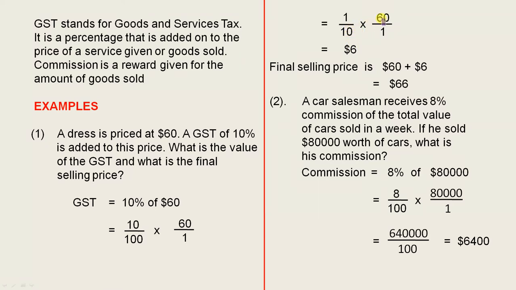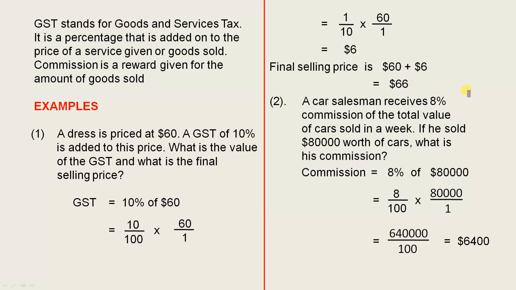We should be able to do that in our head. 10 divided into 60 goes 6 times, so it's $6. So the GST is $6. So the final selling price is $60 plus the GST, which is $66.